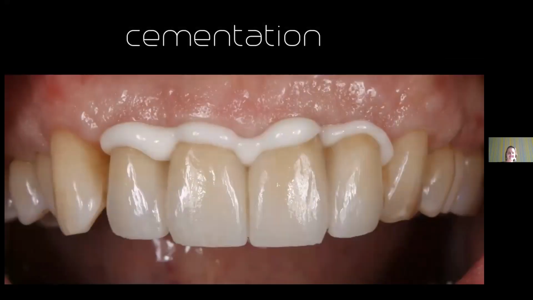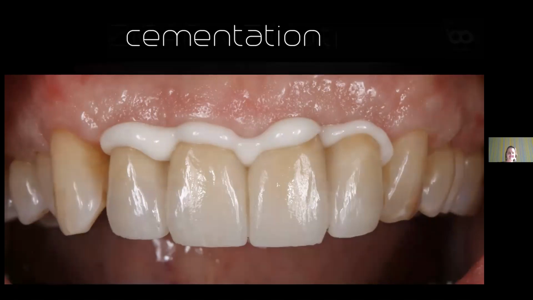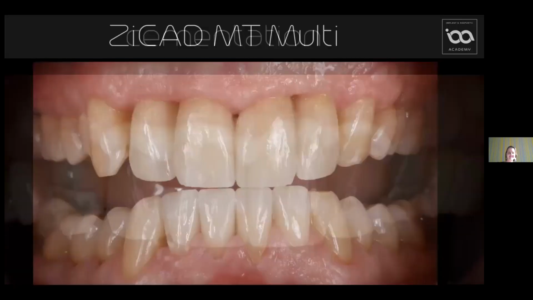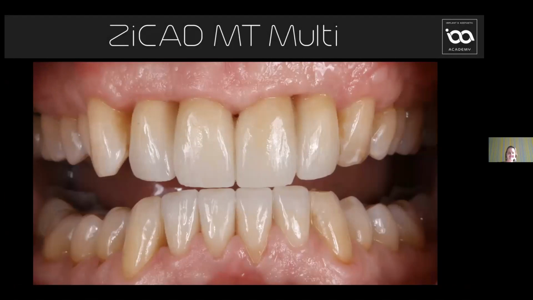The restorations that we made in this case were zirconia restorations. Why zirconia versus lithium disilicate Emax? Because zirconia mills much better down to feather edge margins. That's the reason we don't use Emax. It's more stable in a feather edge situation. Look at the soft tissue stability. Look at the soft tissue health.